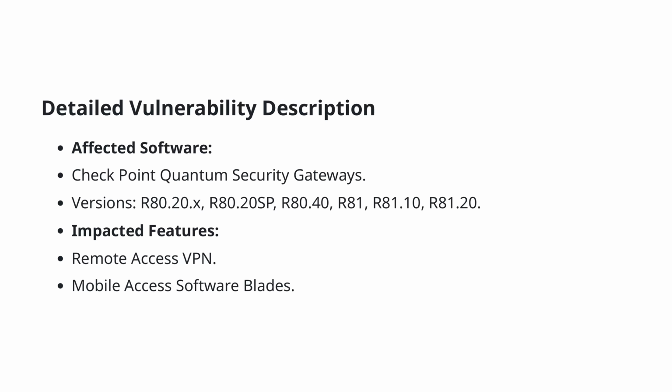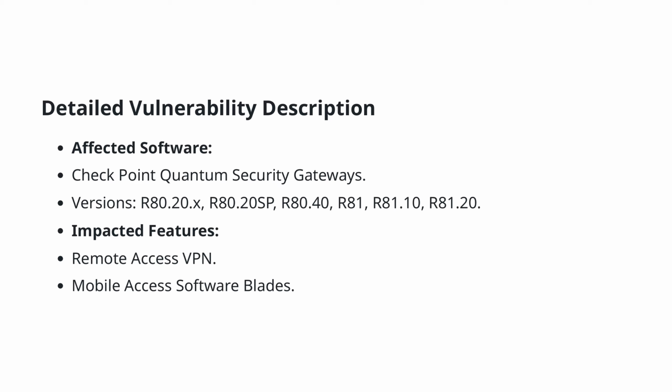The slide we're looking at dives into the specific details of the software and features affected by the CVE-2024-24919 vulnerability. First, let's clarify the targeted software. This is impacting the Check Point Quantum Security Gateways, specifically the R80.20.X, R80.20SP, R80.40, R81, R81.10, and R81.20.